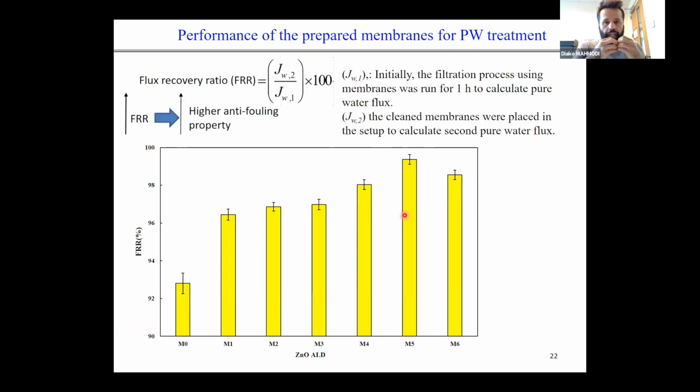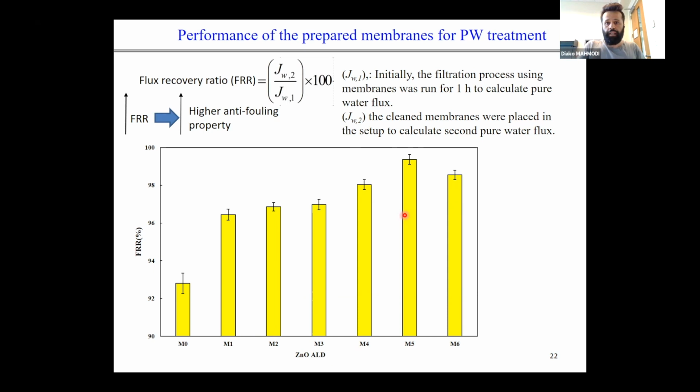Here is the important index, the flux recovery ratio. The higher the flux recovery ratio, the higher the anti-fouling property. Okay, how can we calculate this? First, initially, we run the membrane for 1 hour to calculate pure water flux, just pure water flux. Then we use the same membrane for treating produced water for 90 minutes, 1 hour and 30 minutes.